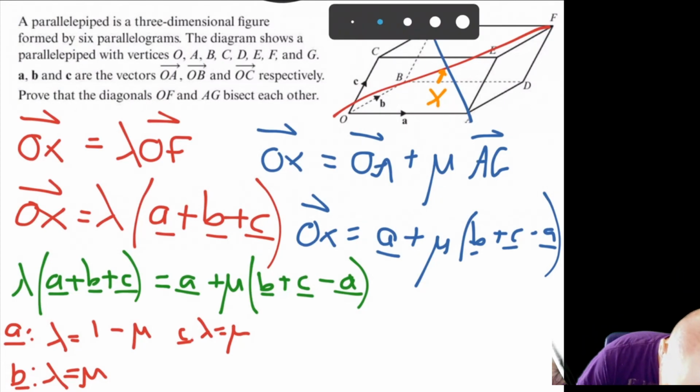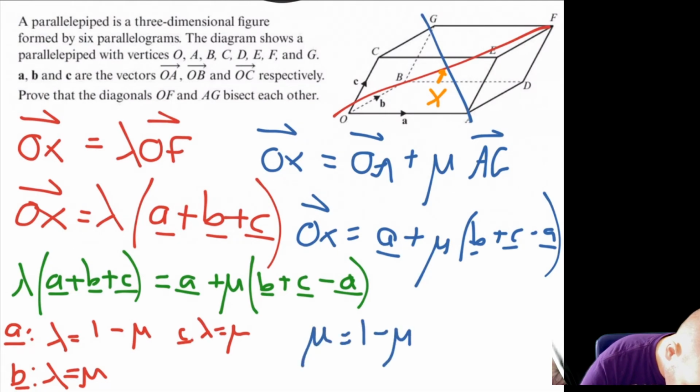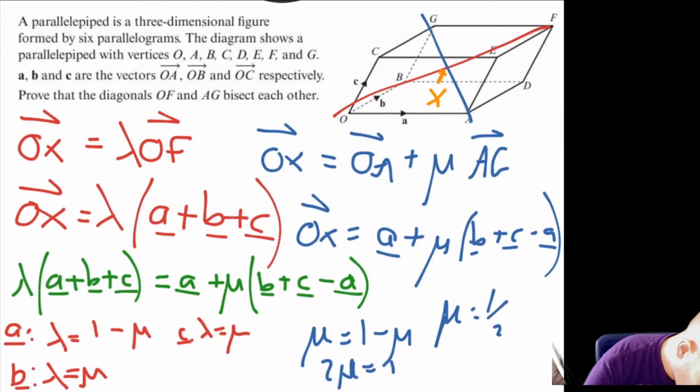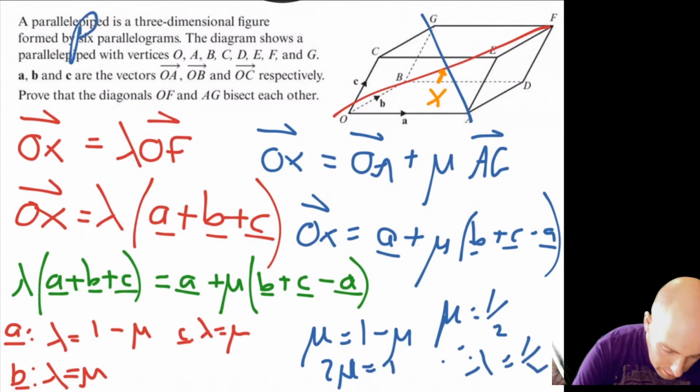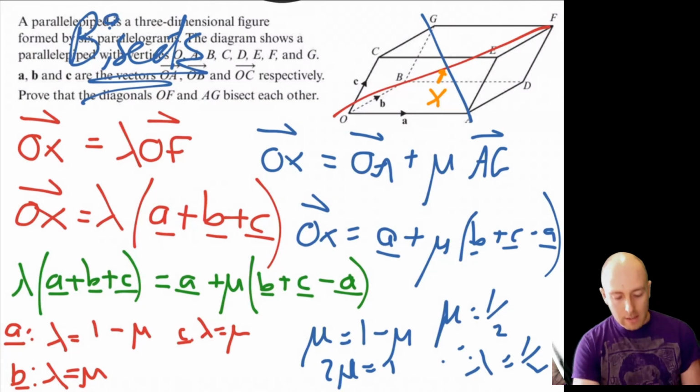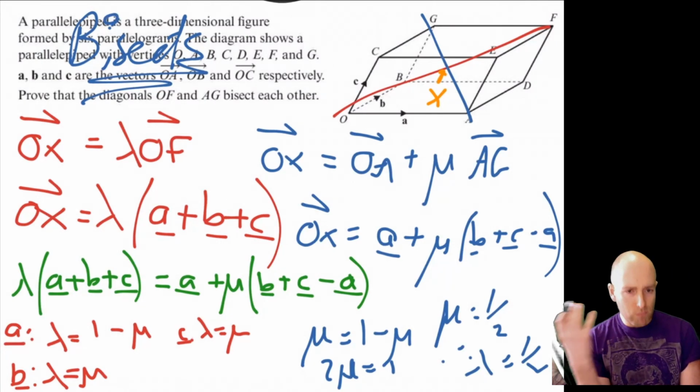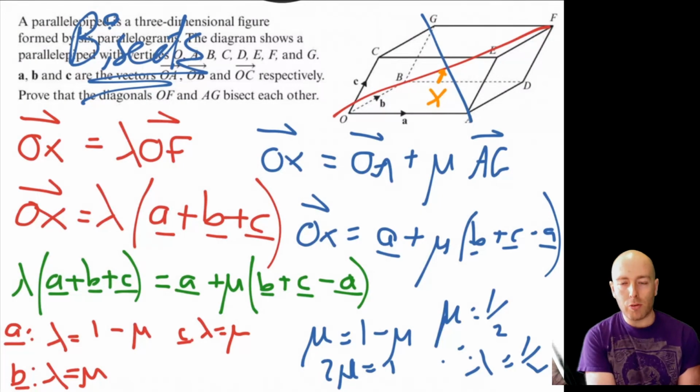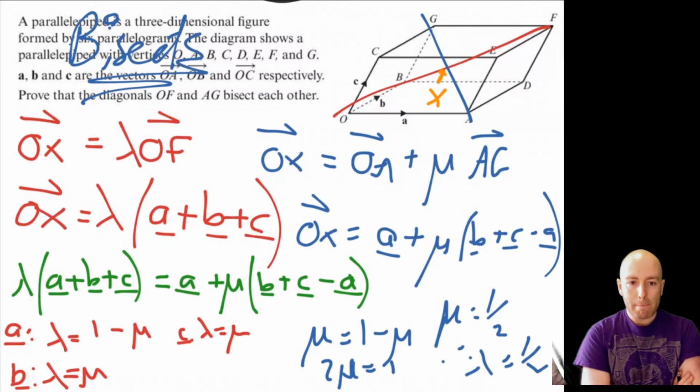So I'm going to put lambda equals mu into my first one, the A one. So we get mu is 1 take mu, so 2 mu equals 1. Therefore, mu equals half. Therefore, lambda also equals a half. Because they equal a half, it bisects. And because we could solve it, they both go to the same place. So that proves that they bisect each other.